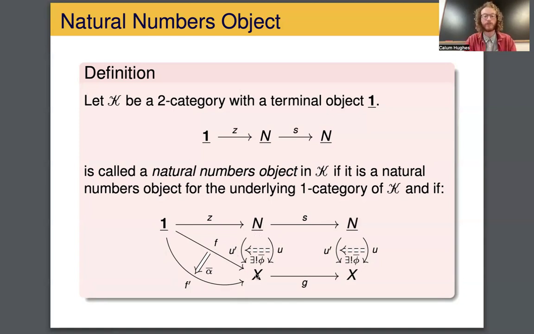And so the two-dimensional universal property is that if we have a two-cell between f and f prime, then we should be able to find a unique two-cell between u and u prime that makes this pasting diagram complete. So this is our definition that we're introducing.